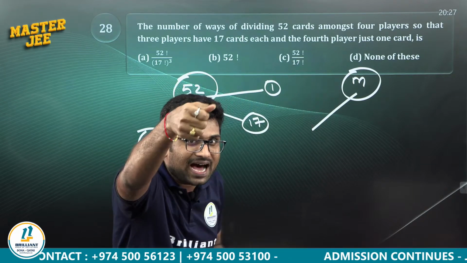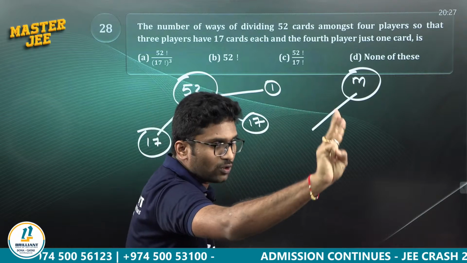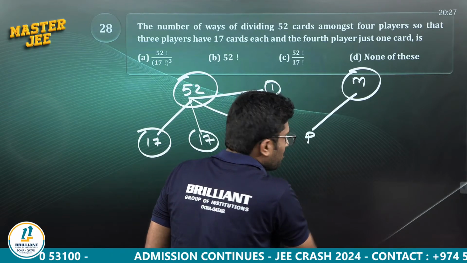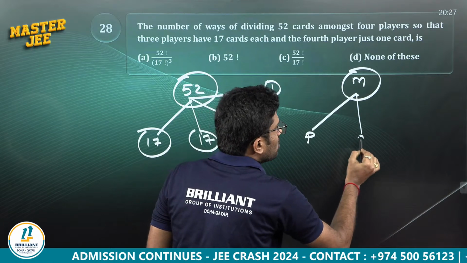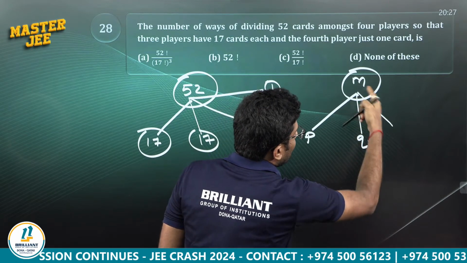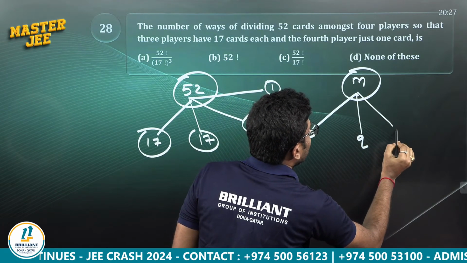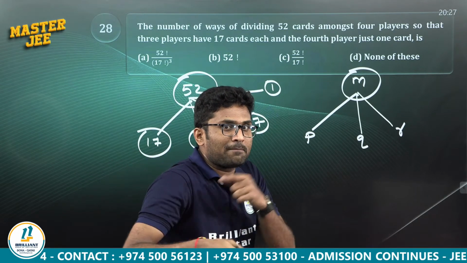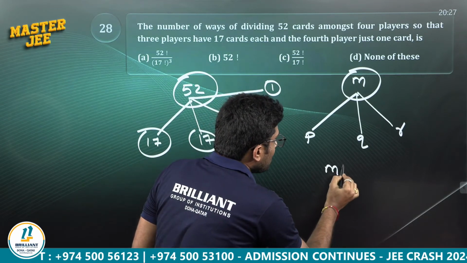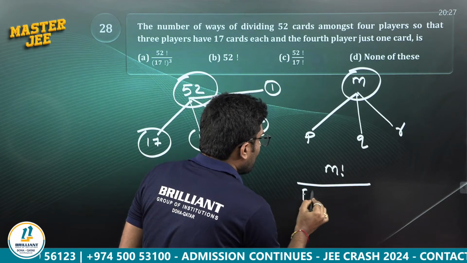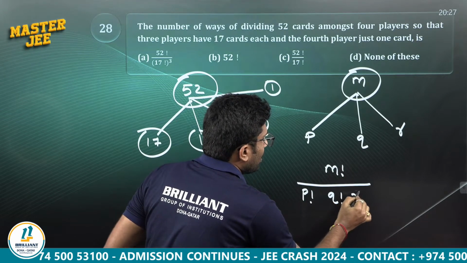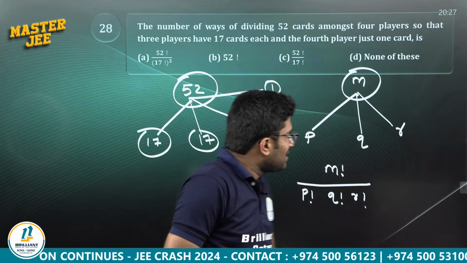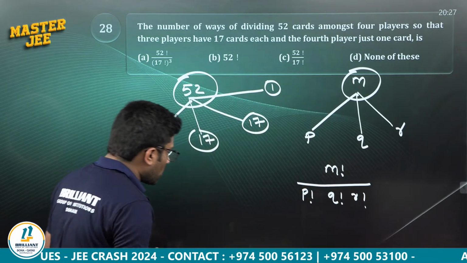Now there are m objects. These m objects are distributed among, suppose, 3 groups, such that one group gets p objects, another group gets q objects, and the third person gets some r objects. So the total number of ways we divide will be m factorial divided by p factorial into q factorial into r factorial. But here, we have equal distribution.